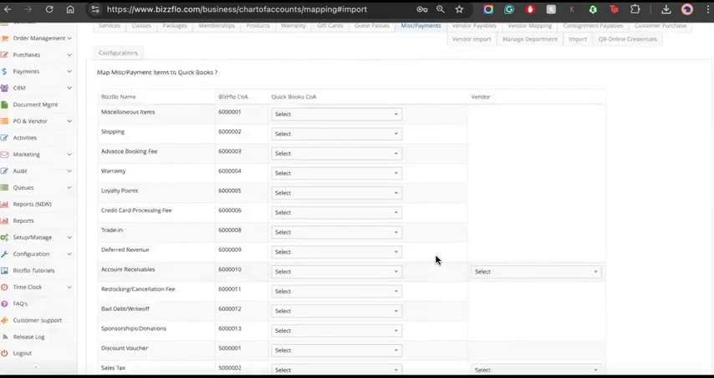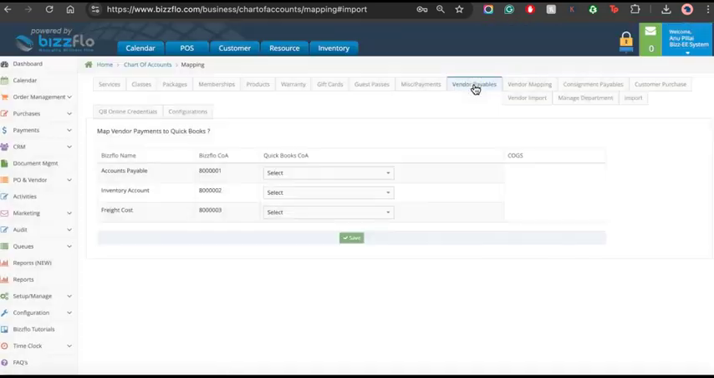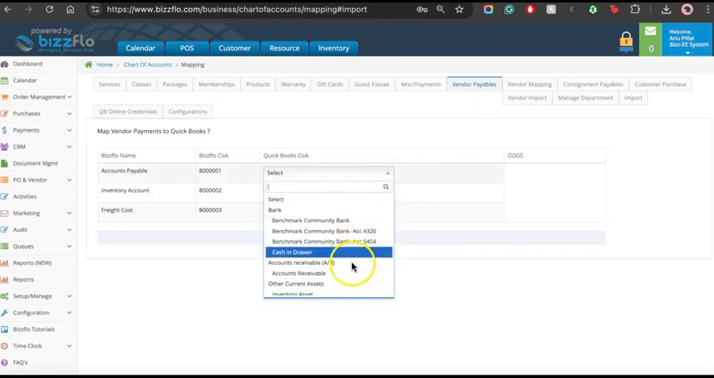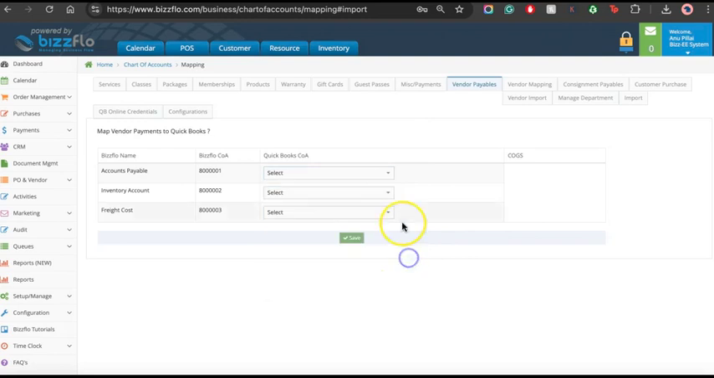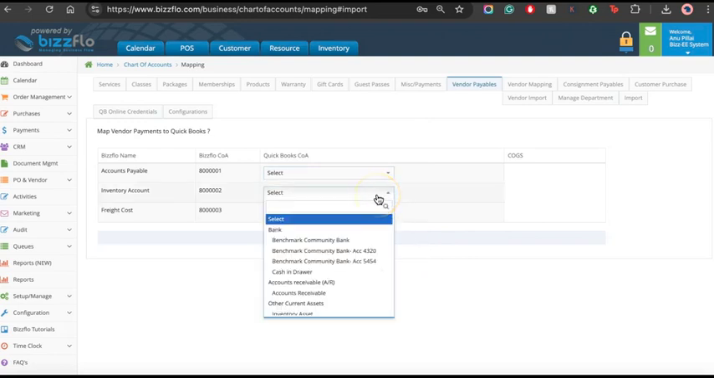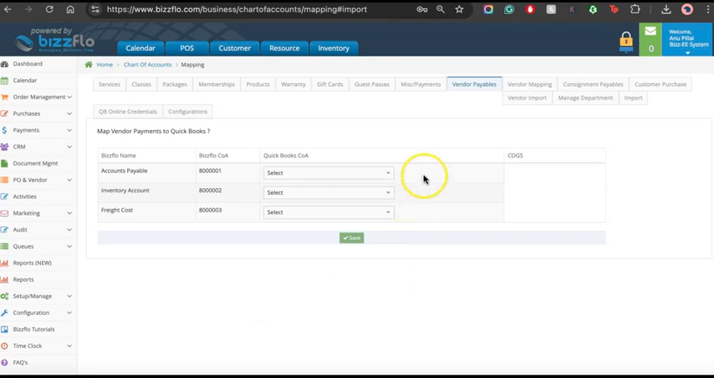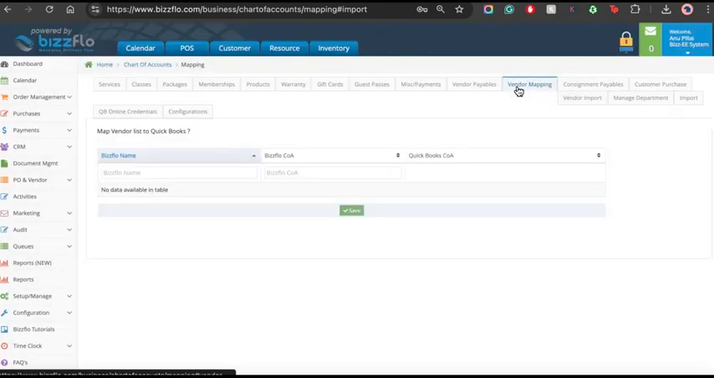Vendor payables. These are accounts payable related to vendor transactions. Accounts payable must be mapped to the corresponding payable account in QuickBooks. Inventory accounts are recorded based on transactions, ensuring inventory increases when making payments. Vendor mapping. Vendors in BizFlow must match their QuickBooks counterparts exactly. If necessary, an import file of vendor names can be used for mapping.